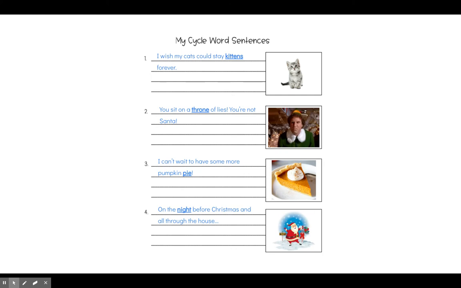So that's what you guys are going to do for your cycle word sentences. You simply just choose 4 words from your word list this week. Just choose any 4. And you create a sentence for each word, and then you draw a picture in the box to match the sentence.